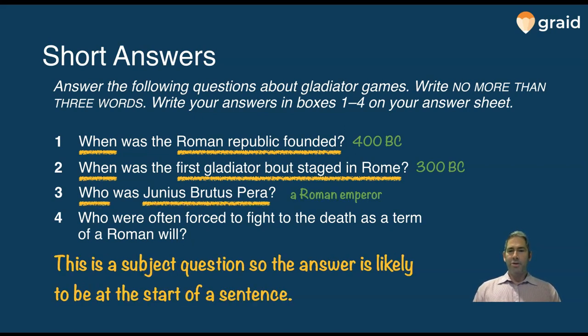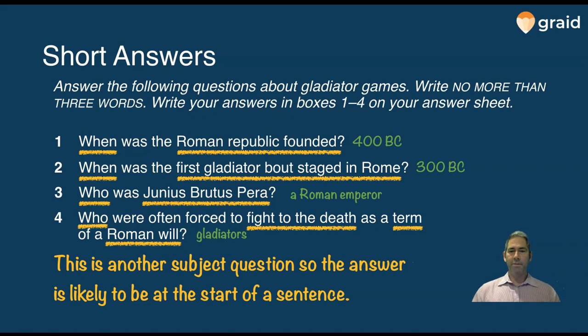Okay, who was Junius Brutus Pera? Maybe he was a Roman emperor. Probably some kind of title, so definitely a noun, and we can only have 3 items. Who were often forced to fight to the death as a term of a Roman will. Now, this listening file is going to be about gladiator games. Surely gladiators is a good prediction. Again, something that's going to give us something to listen for.